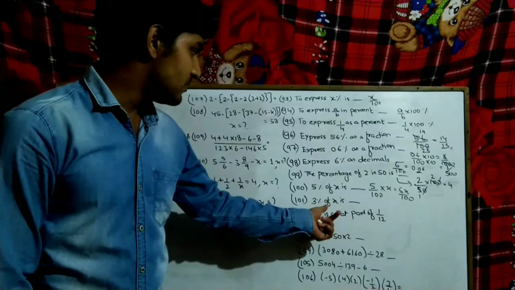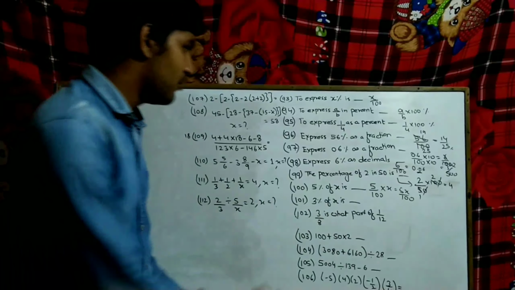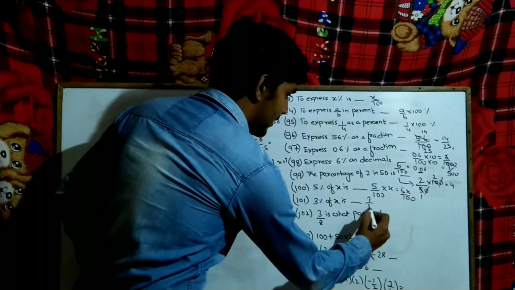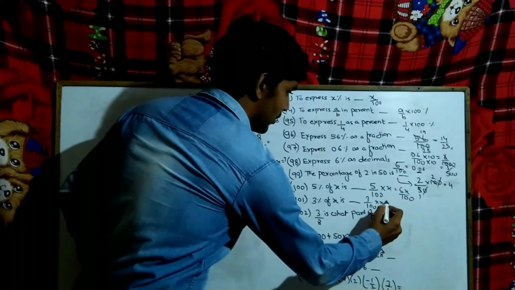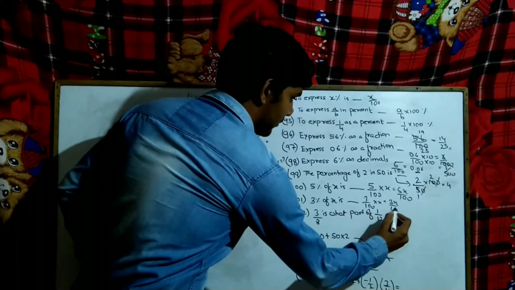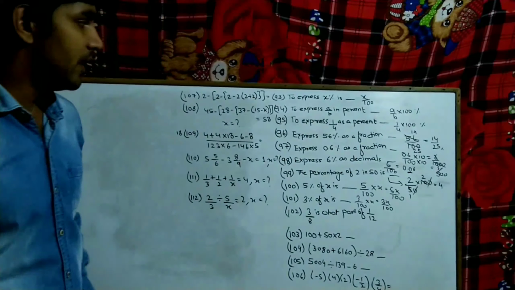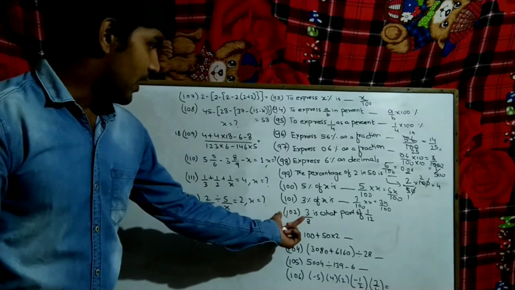Now 3% of x. Same only: 3 by 100 into x. So it comes 3x by 100. Clear, everyone?